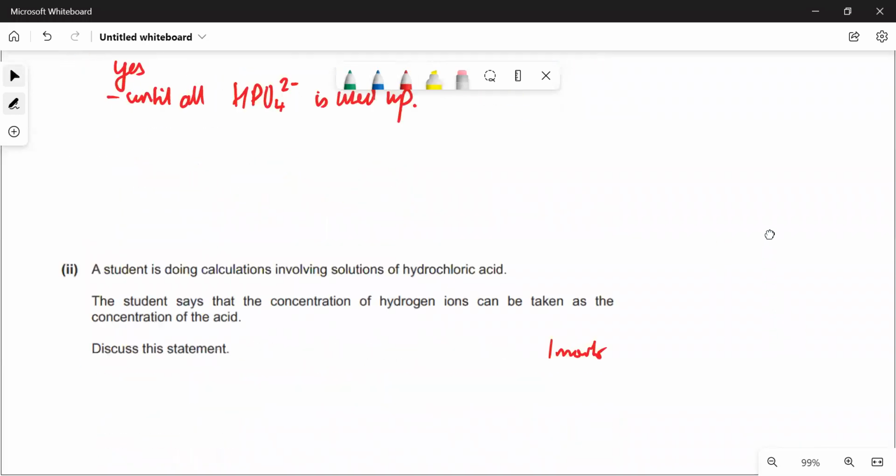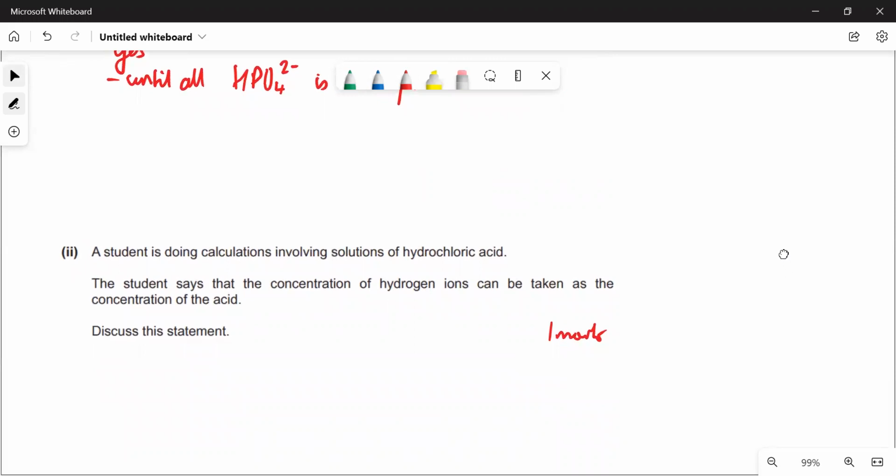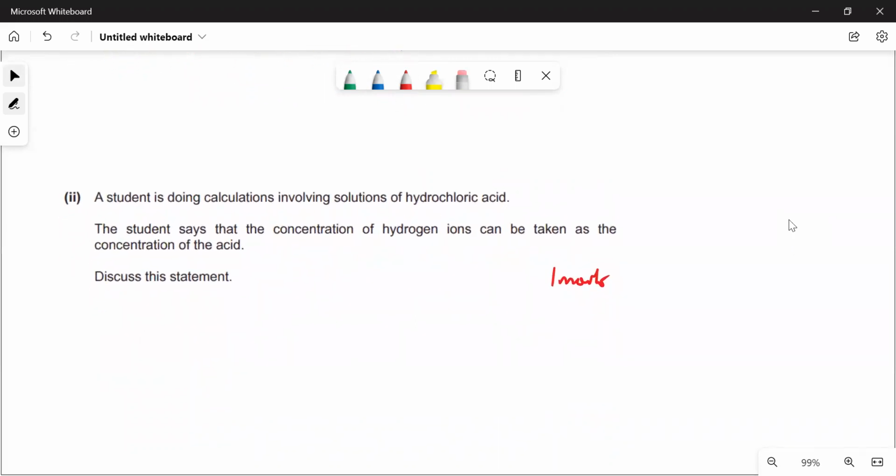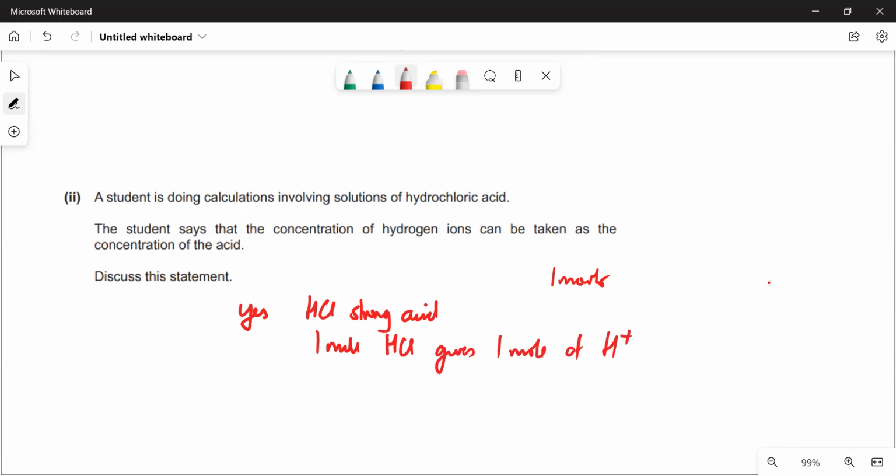Okay, now a student is doing calculations involving solutions of hydrochloric acid. The student says that the concentration of hydrogen ions can be taken as the concentration of the acid. Well, that's usually okay to say that. For 1 mark, if you look at the mark scheme, yes. Why? Because HCl is a strong acid and it completely dissociates. So 1 mole of HCl gives 1 mole of H+ ions. That's all you need to say there.